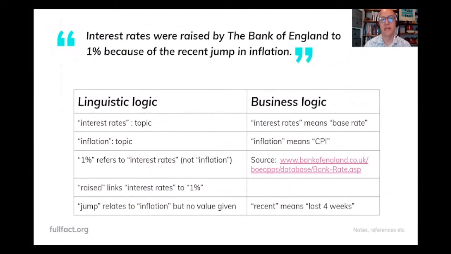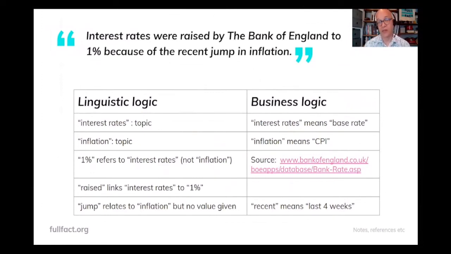So given a sentence like, interest rates were raised by the Bank of England to 1% because of the recent jump in inflation, we can process this partly from a purely linguistic perspective, by which I mean we can identify things like interest rates is a topic of the sentence, inflation is a different topic, and the 1% refers to interest rates and not inflation. This is just based on the grammatical structure of the sentence. We can see the bottom example there, the jump relates to inflation, but there's no particular value given. And that's all just linguistics.